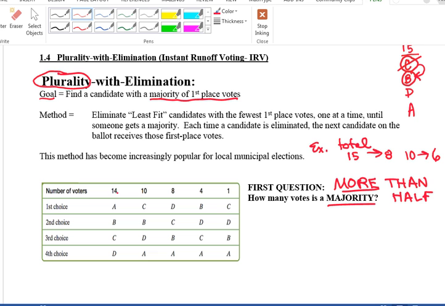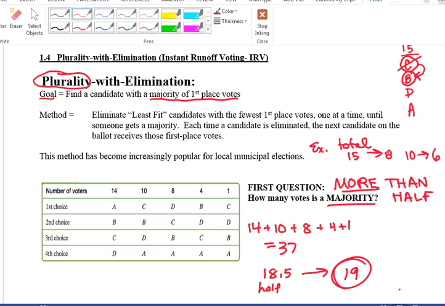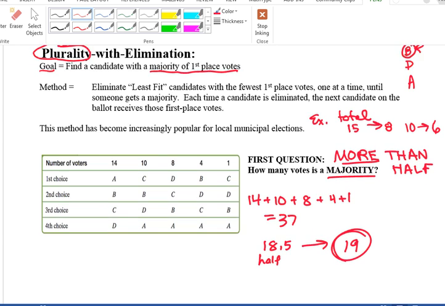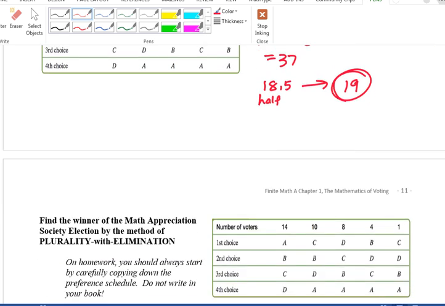So it's important every time that you do this that you find the majority first. Now in our case, across the top of our election, we had 14 and 10 and 8 and 4 and 1, telling us that 37 people voted in this election. And 37 divided by 2 is 18.5. That's half. And since we need more than half, we need somebody to get at least 19 votes. That would be our majority. All right, so that's always your first question. How many votes are a majority? And let's go ahead to the next page because we ran out of room.